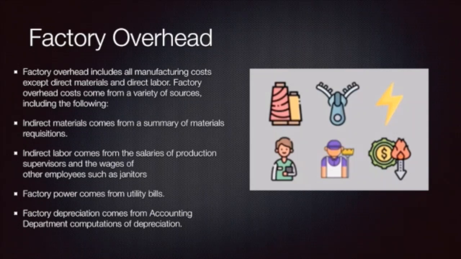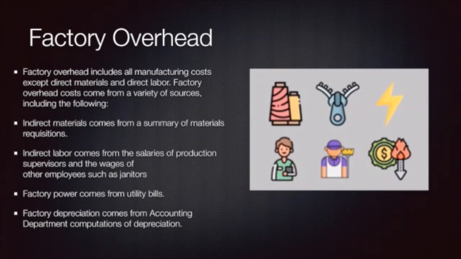My next topic will be factory overhead. Now, factory overhead includes all manufacturing costs except direct materials and direct labor. Factory overhead costs come from a variety of sources, including the following. Number one, indirect materials comes from a summary of materials requisitions. So example of these are if we work in a factory, we use the zippers or the line where we sew the jeans that we make. Those are the example of indirect materials.